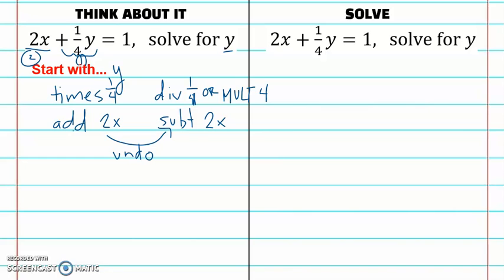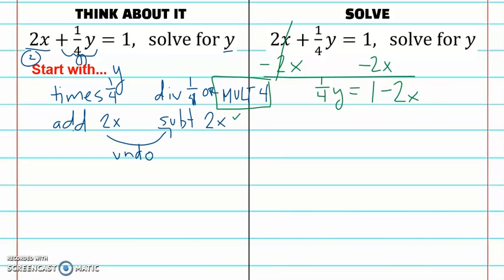Okay, so let's go and see how this works. So we start with the subtraction, so we're going to subtract 2x from both sides. That zeroes out, so we have 1/4 y equals 1 minus 2x. Remember, we don't do anything, those are not like terms. We just read it how it is and go for it. Okay, now we're going to do the multiply by the reciprocal. So multiply by 4, and we do it to both sides.